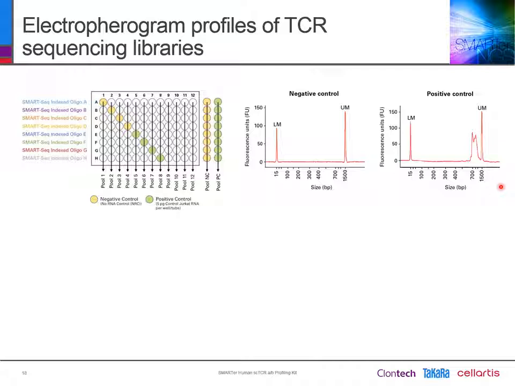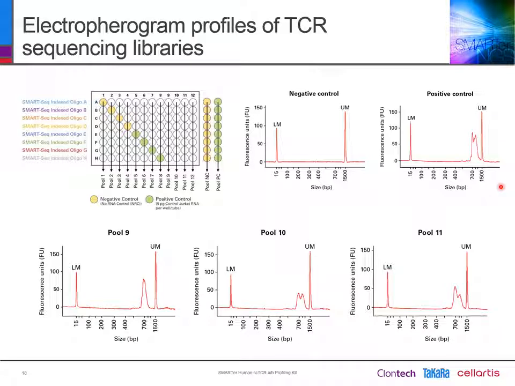And because this is JURKAT, it's very well defined. So then I pulled out 3 pools from this plate where I have these mixed cells. And I just want to show you these because I want to highlight the variation that can be seen in the bioanalyzer profiles.